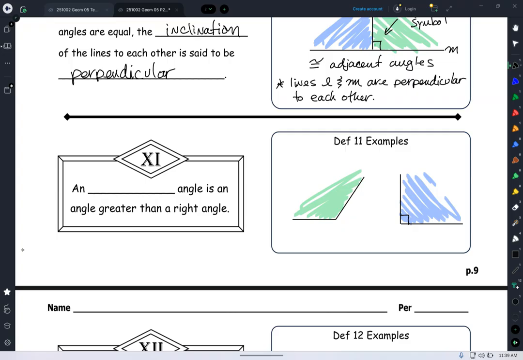Now the green, empirically, looks pretty obvious that it's bigger than the blue, and so we call that an obtuse angle. A 2,500-year-old word. There you go. Didn't realize you were using that old language, did you? Okay, so this one would be considered obtuse because it is greater than what? Greater than what? No, don't give me any numbers. I don't want to hear any numbers.